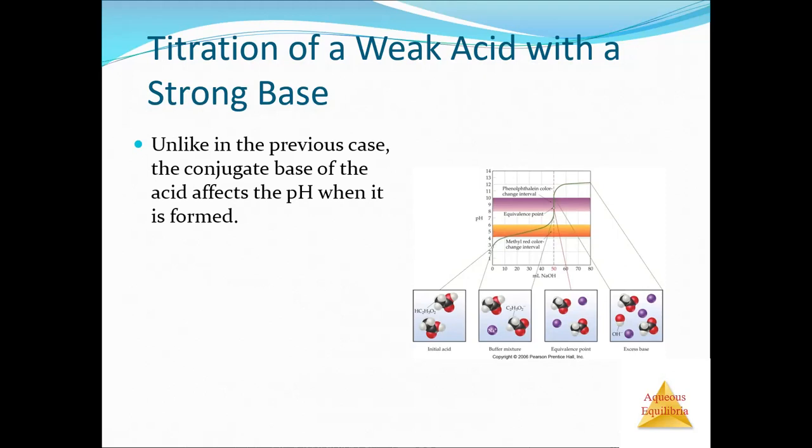There's no more acid at the equivalence point. So in effect, all I'm doing to my solution is adding base. So after the equivalence point, my titration curve for a weak acid and a strong base is going to be the same as it is for a strong acid with a strong base. Now, if I am titrating a weak base with a strong acid, how is that going to differ from this titration curve?